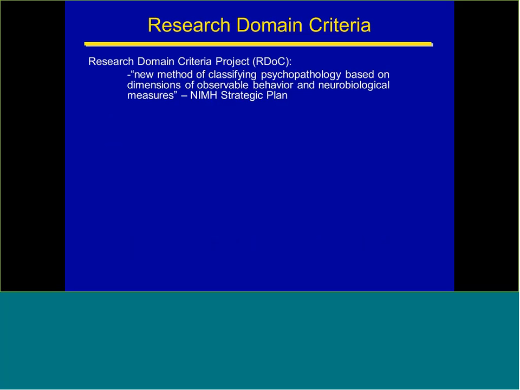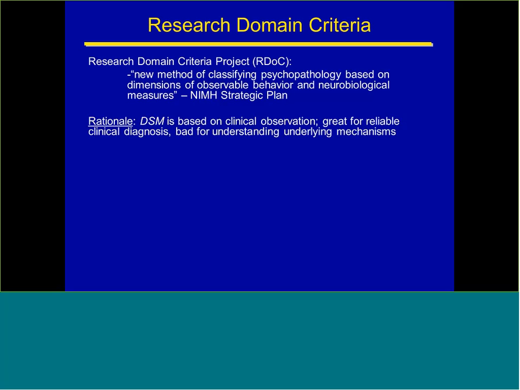And so the Research Domain Criteria Project is, according to NIMH, a new method of classifying psychopathology based on dimensions of observable behavior and neurobiological measures. You remember earlier the research diagnostic criteria were used in DSM-IV to change the way that we define disorders. The thinking here is the research domain criteria are going to be used to change the way that we think about disorders moving forward.